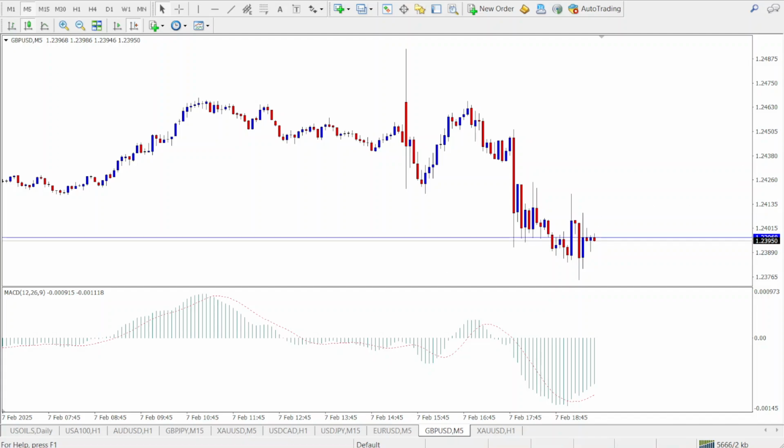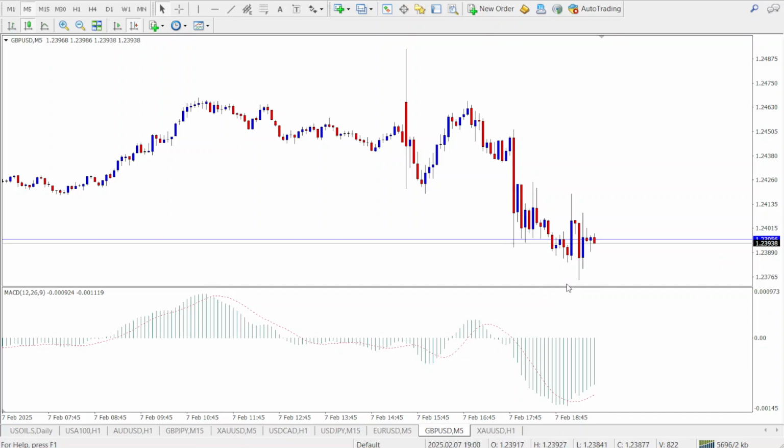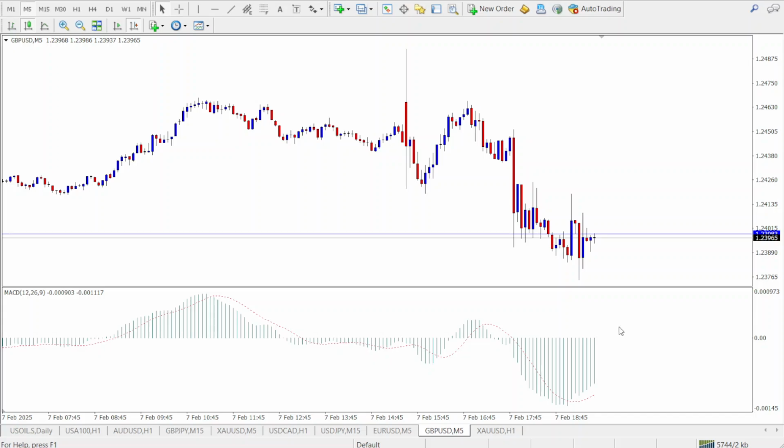Before we jump into the strategy, let's quickly break down what the MACD is. The MACD is short for Moving Average Convergence Divergence. It is a momentum indicator that helps traders identify trend strengths, potential reversals, and trade entry or exit points. It consists of three components.